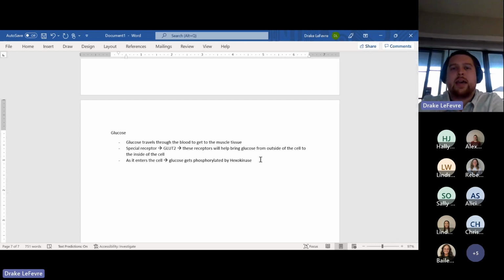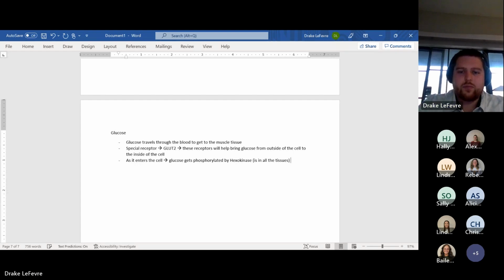There is a second enzyme that is only found in the liver. I believe it is called glucokinase or something like that. I know it starts with a G. Yeah, I believe it's glucokinase. So hexokinase is in all the tissues, and then we also have glucokinase, which is in the liver.